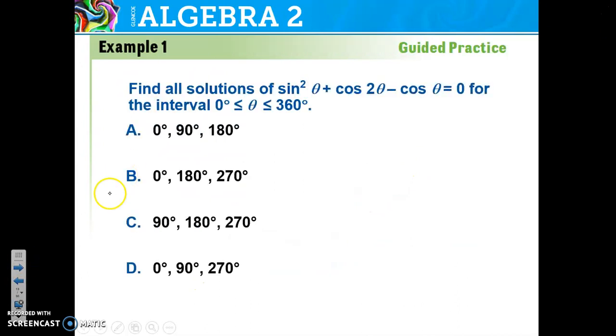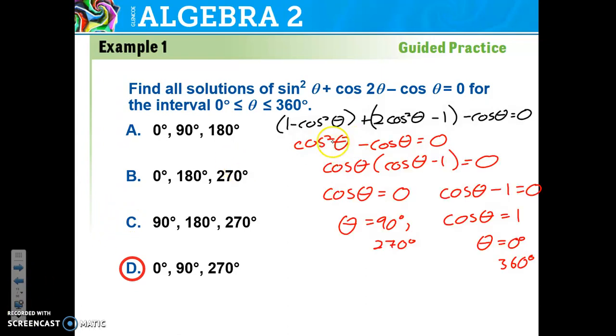Okay, so you guys try this one. Your answer here is D, 0 degrees, 90 degrees, and 270 degrees. All right, and here is the work. So notice, first of all, I have 2 terms that have cosine and 1 with sine, so I'm going to try to write everything in terms of cosine. So I rewrote sine squared of theta as 1 minus cosine squared. And then this cosine with the 2 theta inside, that can be hard because I can't really get to that 2.